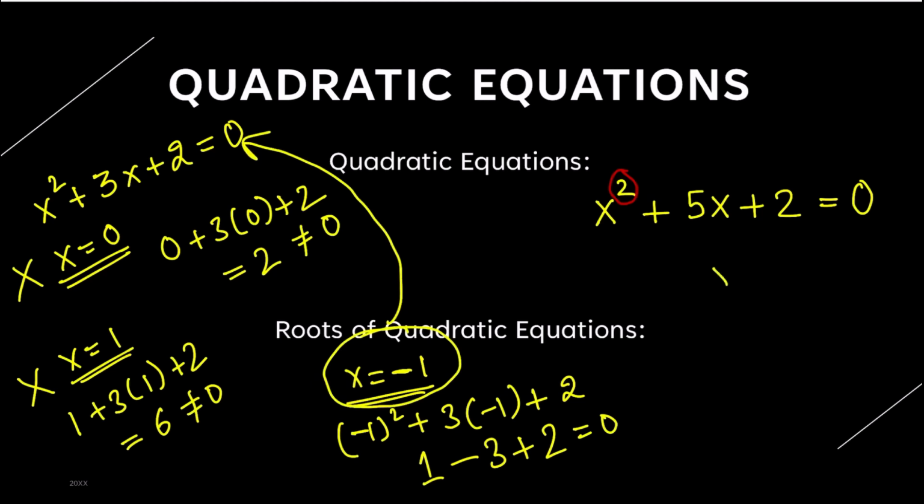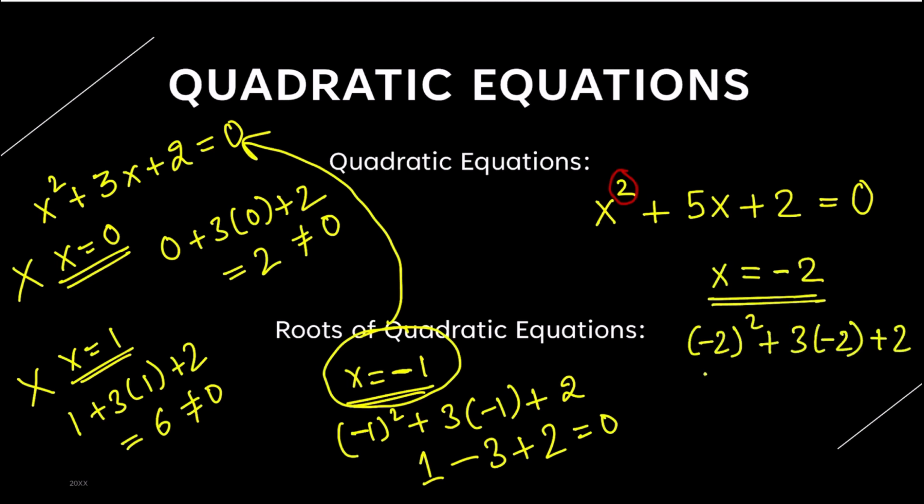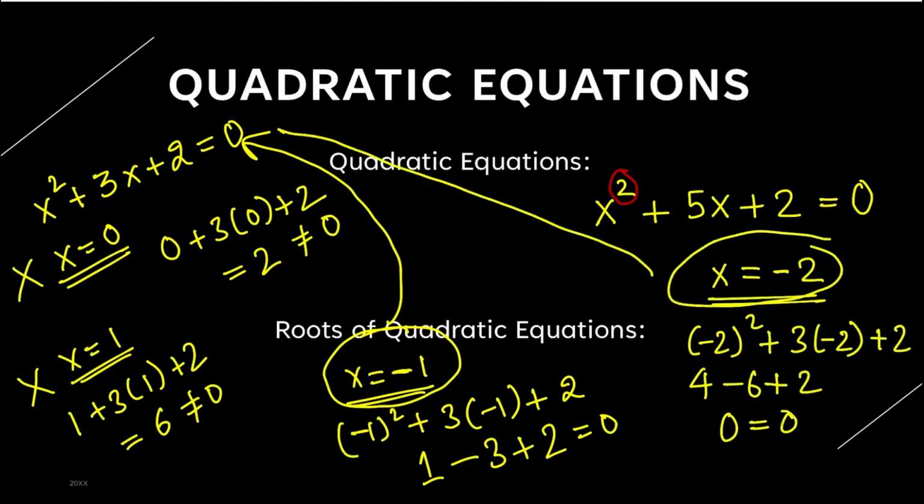But on the same side, if you put in x is equal to minus 2, you can check minus 2 square plus 3 of minus 2 plus 2. So, this will be 4 minus 6 plus 2. So, this means 0 is equal to 0, means x is equal to minus 1 and x is equal to minus 2 are two roots of the equation. x is equal to minus 1 and x is equal to minus 2 are the two roots of this equation.